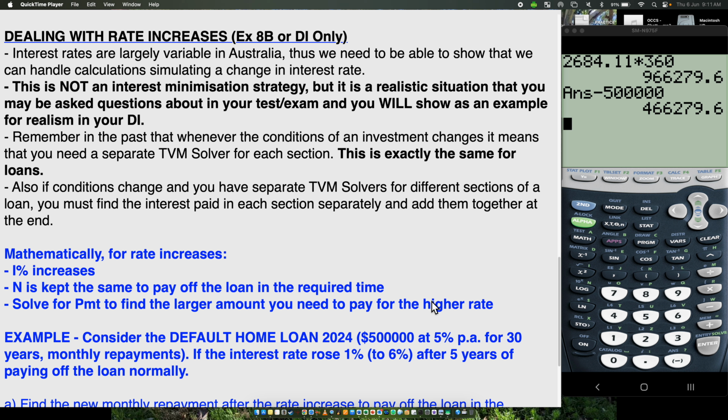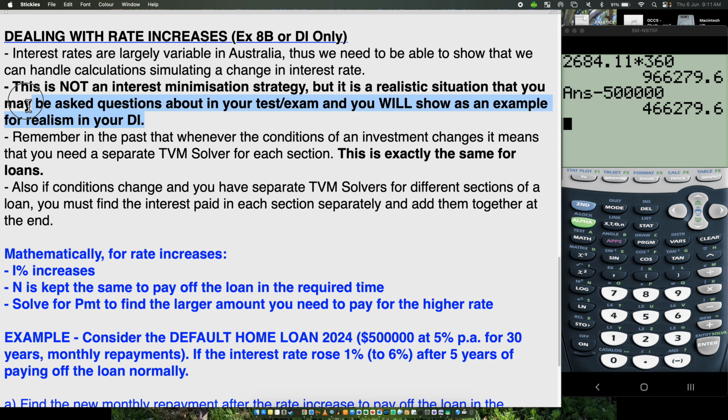You need to be able to deal with rate increases. You could either do that by doing exercise 8B, or you could show it in your DI only, up to you. Interest rates are largely variable in Australia, so we need to be able to show that we can handle calculations simulating a change in interest rate.